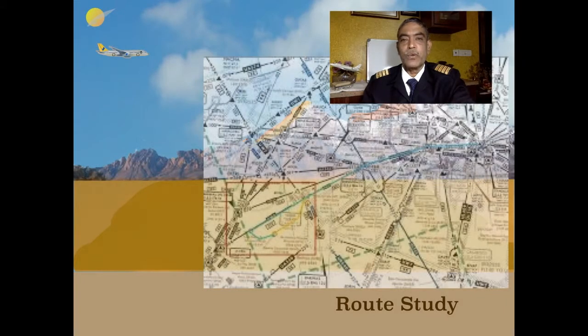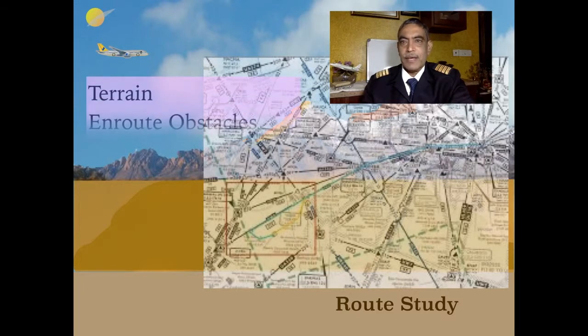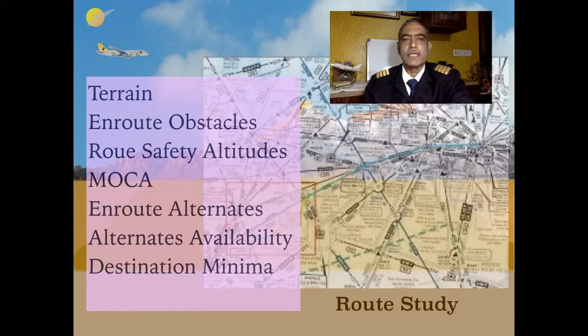In an airline, every route would have been studied in great detail for the appropriate type of aircraft and its performance. So, planning a route starts with a detailed route study. In that, they would have studied the terrain, the en route obstacles, the route safety altitudes, the minimum obstacle clearance altitudes, en route altitudes and alternate availabilities, suitable alternate airport availability for the appropriate type of aircraft, and destination minima. A detailed study of the route always precedes any route planning, without which they may not get the legal permission to operate the route.